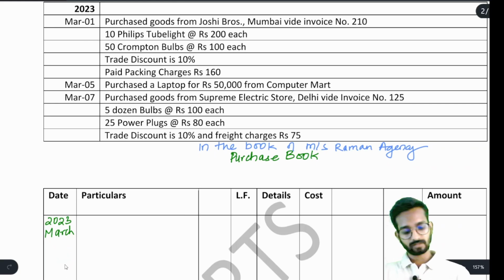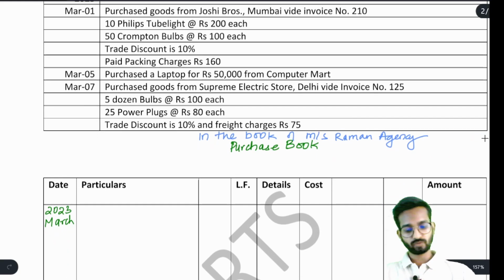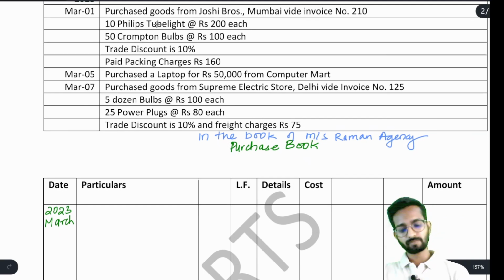Now, see, first credit purchase, what do we have? On March 1, we have purchased goods from Joshi Bros from Mumbai via invoice number 210. What have we purchased? We have purchased 10 Philips tube lights, 50 Crompton bulbs, and we have received a trade discount of 10%, and we have paid packing charges of rupees 160.